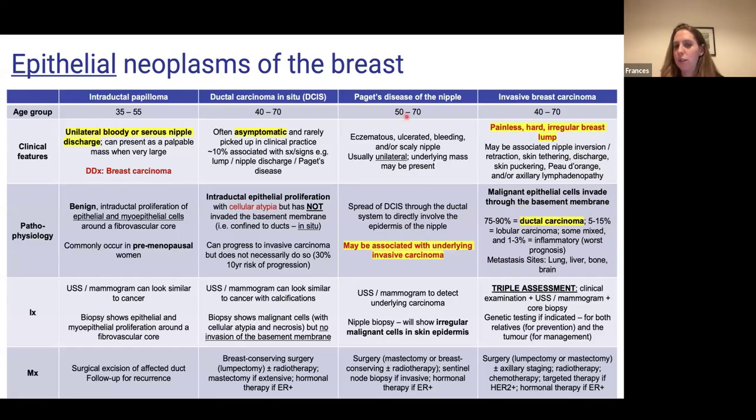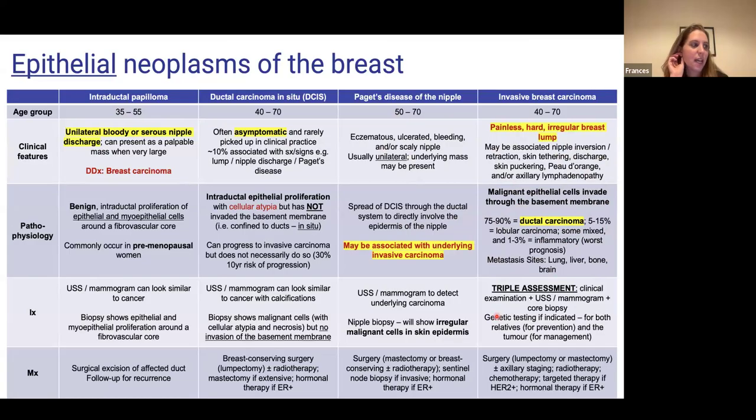So we've been talking about ductal cells this whole time. That is the most common type. But you can also have lobular carcinoma, which is much more rare. You might have mixed, and it might even be inflammatory, which carries a much worse prognosis. You need to be aware of the key sites that it will metastasize to. So lung, liver, bone, brain, those are your classical ones.